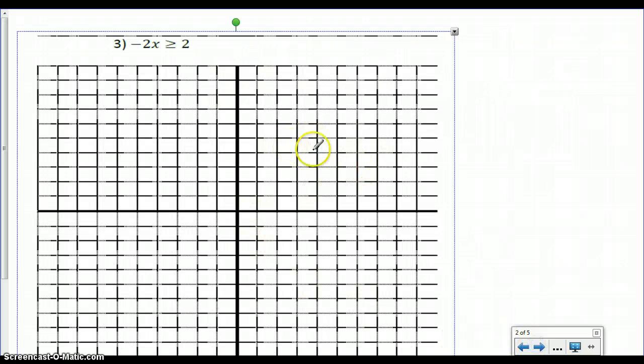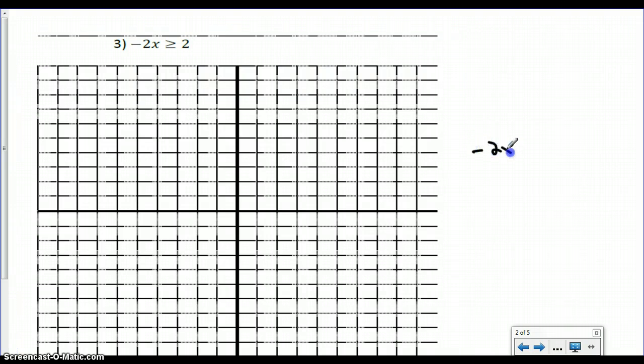This is number 3 that you had in your notes. I think we did this in class. So what we want to do is first look at the inequality. Negative 2x is greater than or equal to 2. So we want to graph the line first.